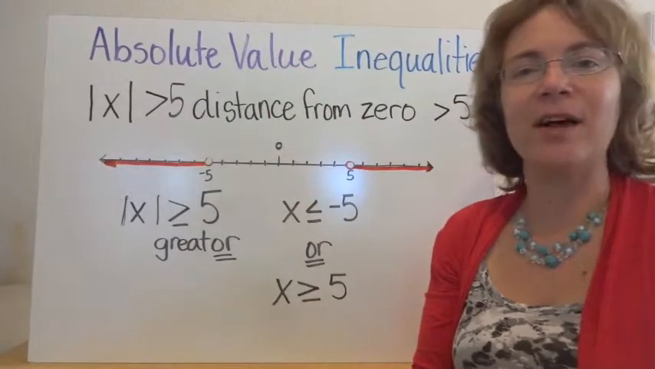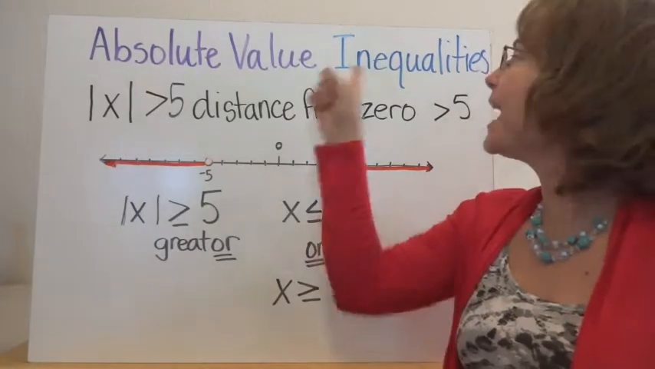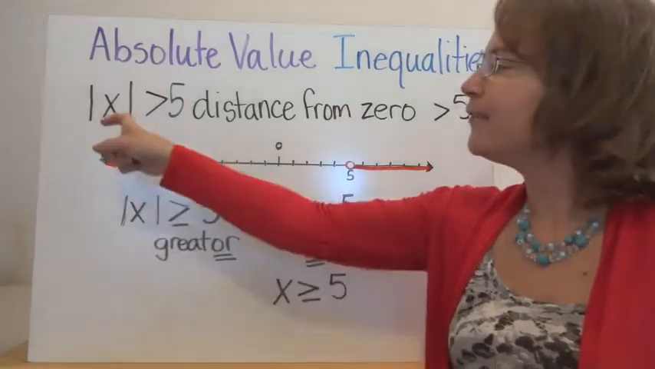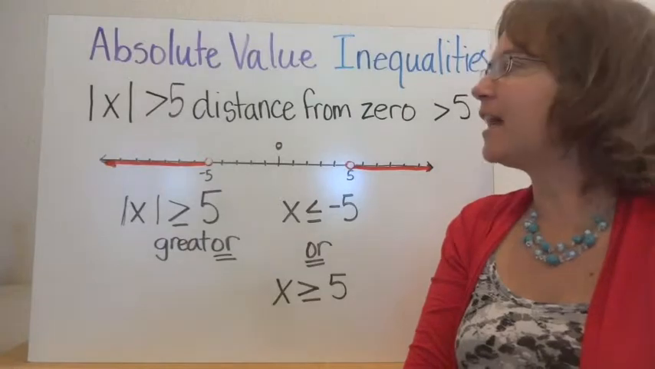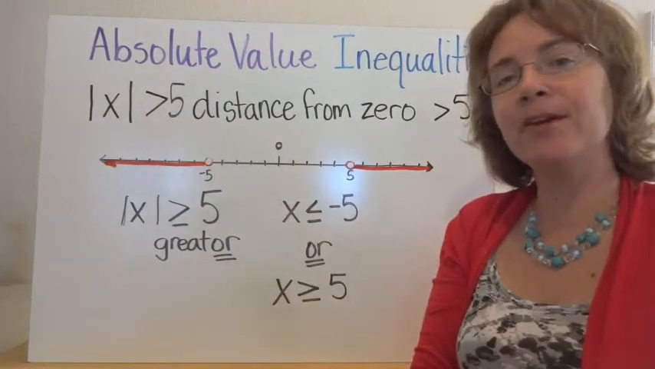Absolute value inequalities. We've talked about absolute value equations. Now we're going to look at absolute value inequalities. Say, for example, we have the absolute value of x is greater than 5. That means my distance is bigger than 5.